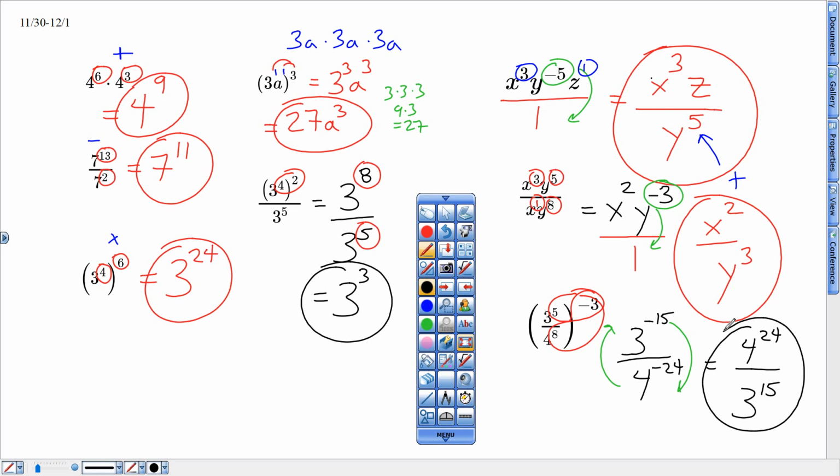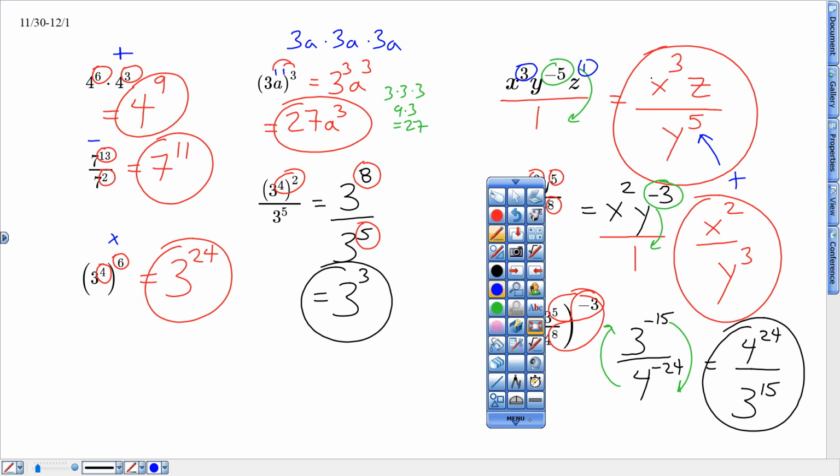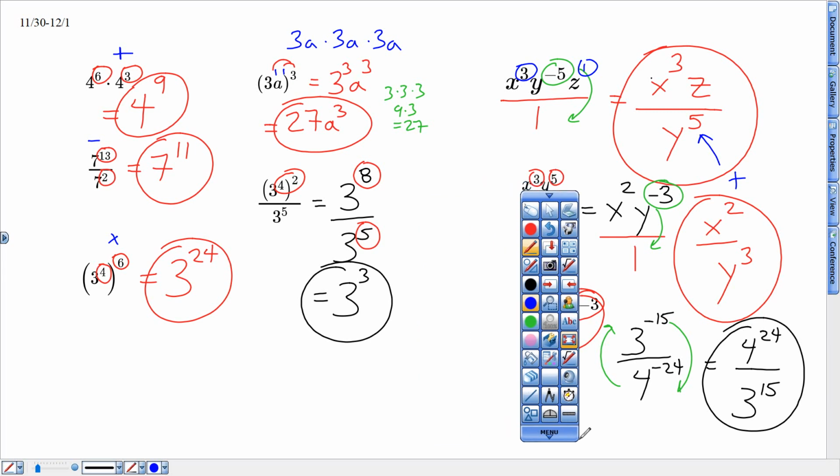Next word is bound. Bound. I'm going to have you do these problems extra in blue just to show me that you're kind of paying attention here. So I want you to do 7a to the 3rd power. I want you to do that problem. I want you to do 4 to the 5th raised to the 3rd power divided by 4 to the 2nd. I want you to do that problem.